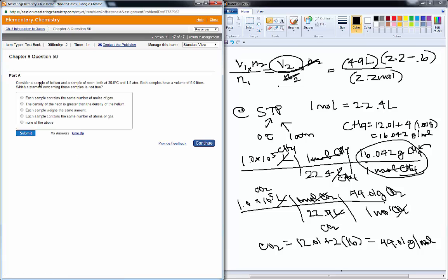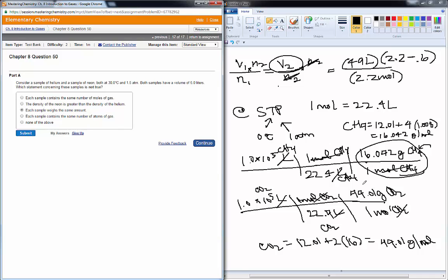Next, consider a sample of helium and a sample of neon, both at 30 degrees Celsius and 1.5 atmospheres. Both samples have a volume of 5 liters. Which statement is not true? Let's see. Each sample contains the same number of moles of gas. That is true because they are under the same conditions and they have the same volume. Volume is directly related to moles. Yes. The density of neon is greater than the density of helium. That is true because neon has a higher mass. So since density is mass over volume, and the volume is the same, the higher mass means that neon would have higher density. They weigh the same amount?